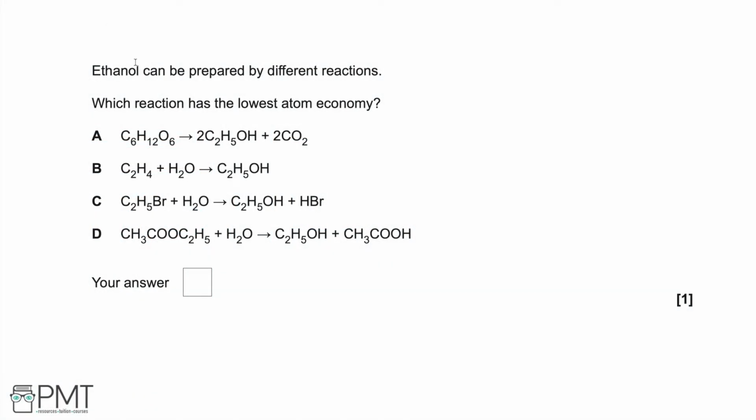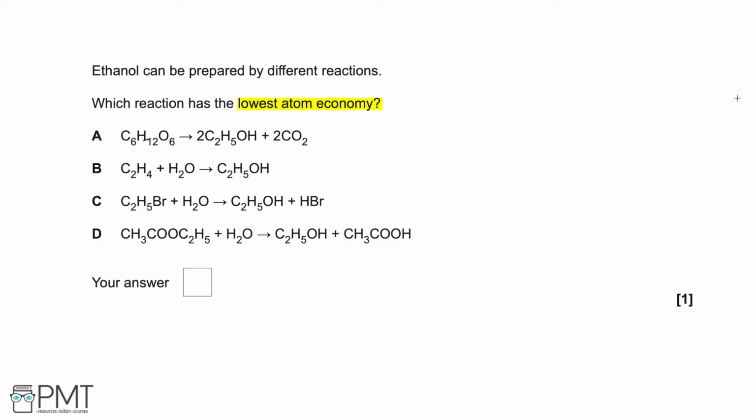In this question, we're told that ethanol can be prepared by different reactions. And we've been asked which reaction has the lowest atom economy. So atom economy is a measure of the percentage by mass of all of the reactants that end up in the product, the desired product. So in this case, ethanol is our desired product. So we need to look at each of these reactions and we need to figure out which one has the lowest percentage of atomic mass in the desired product.